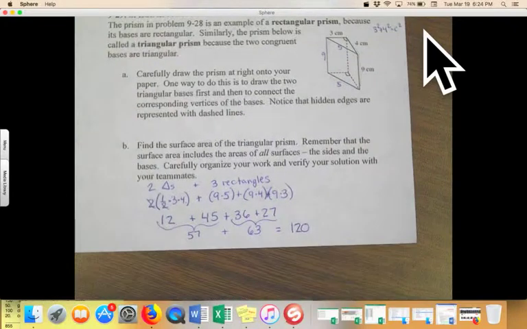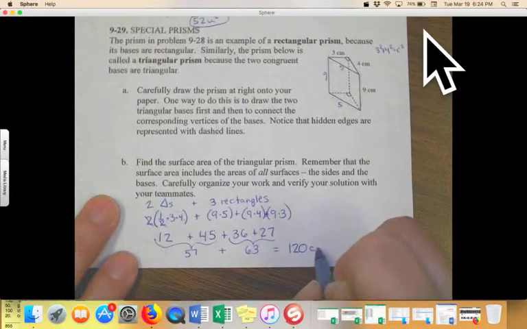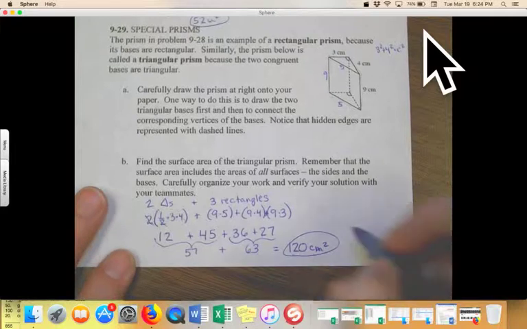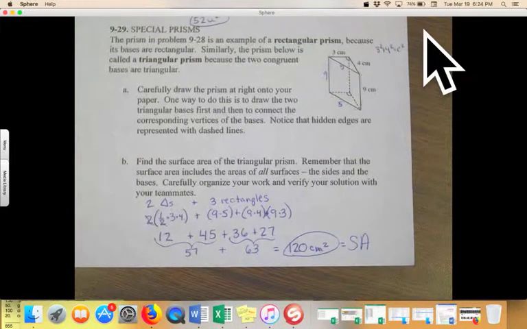Now on this one we did have units. This one is in centimeters. So this one is going to be in square centimeters. Remember, anytime you're doing surface area, you are working in square units. So the surface area here is 120 square centimeters.